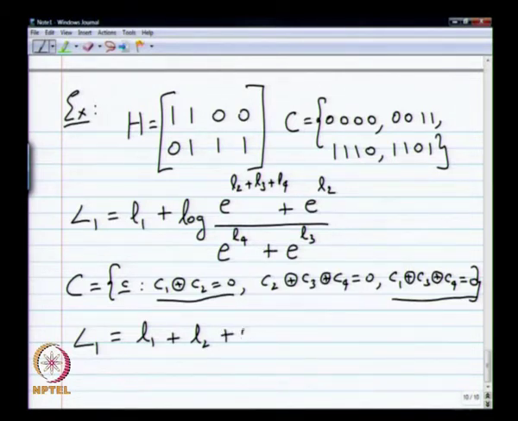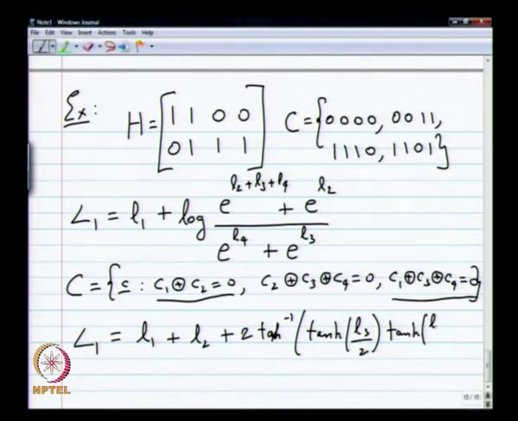So you can write 2 tanh inverse, hyperbolic tan inverse. Yeah, so you can do that and you will see that it will agree with the expression that we had. You will see these two agree, they are okay. Is that okay?